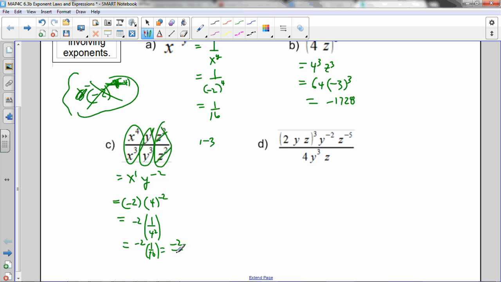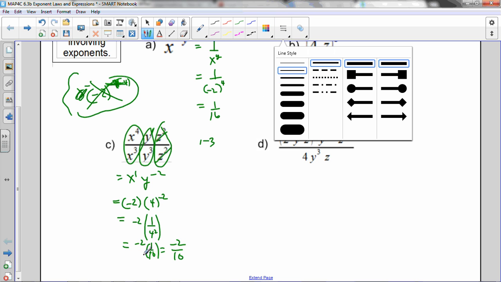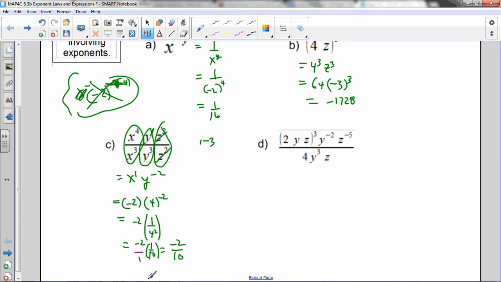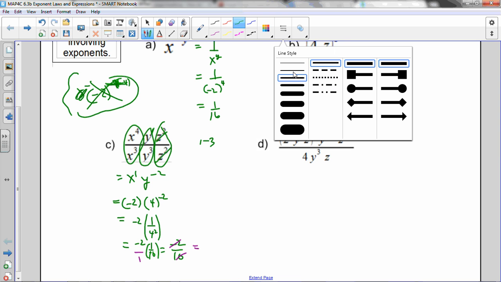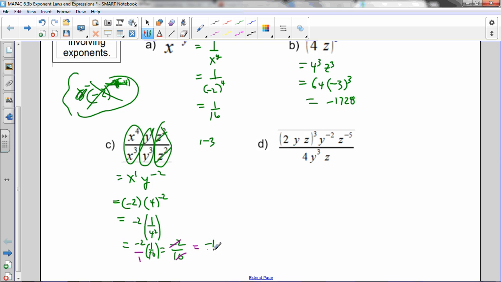Now I've got -2 over 16, because remember, fractions, whole number there is over 1, and then I multiply across. -2 times 1, and then I can cancel this and get negative on top 8, -1/8.